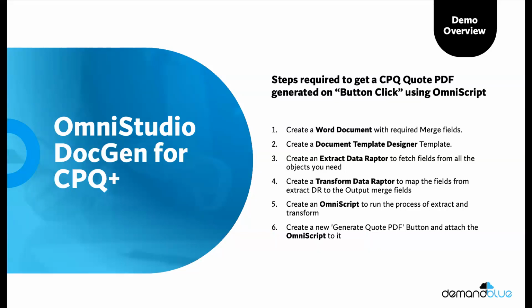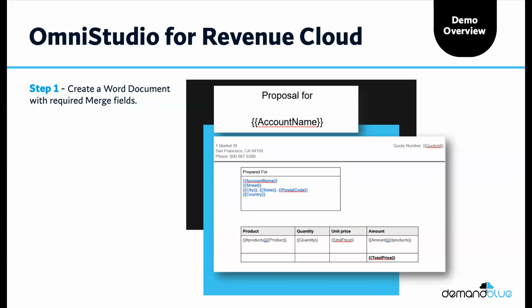Thank you, Miles. So let's see how we can use an OmniStudio DocGen feature to create and generate a PDF using the CPQ quote. There are some steps that we need to follow. Let's go with them one by one. Let's go to step 1 first.